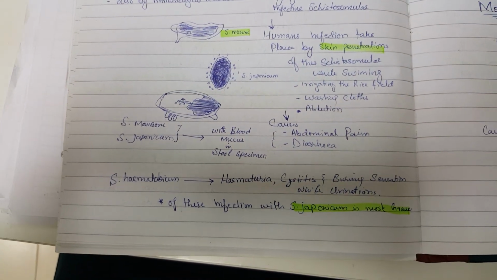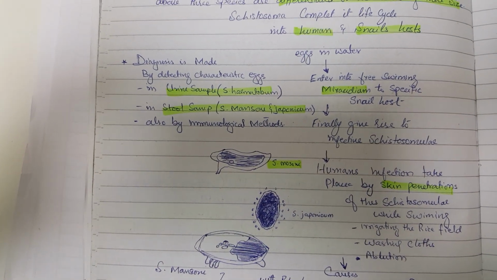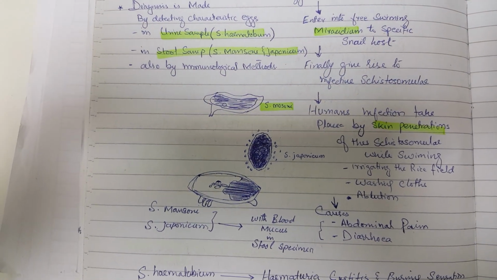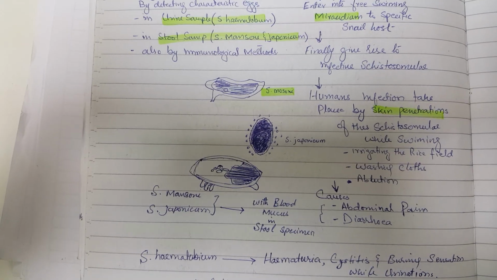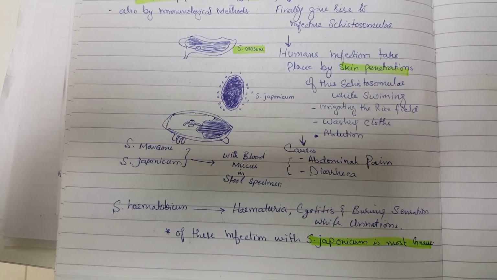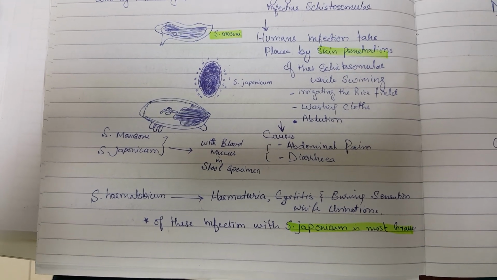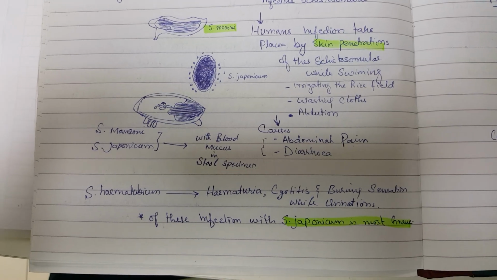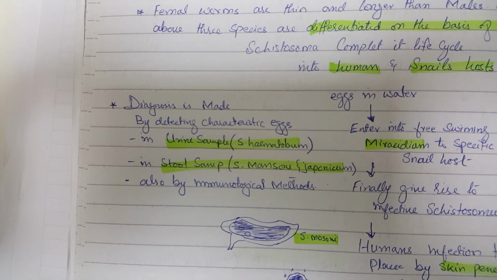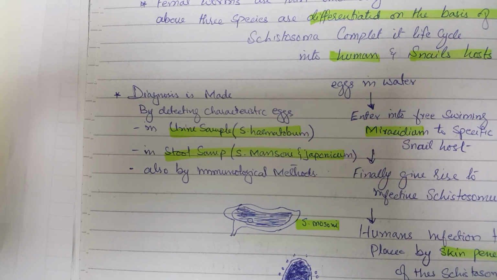This causes abdominal pain and diarrhea. If you see, this is the picture of Mansoni. It is clear previously. Japonicum, and you can see Mansoni and Japonicum are the blood flukes, with mucus in the stool specimen. Haematobium causes hematuria, cystitis, and a burning sensation while urinating. Infection with Japonicum is most grave. Diagnosis is made by detecting the characteristic eggs in the urine for haematobium, and in the stool specimen for Mansoni and Japonicum. Also, immunological methods are available.